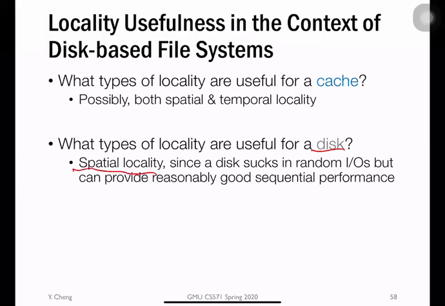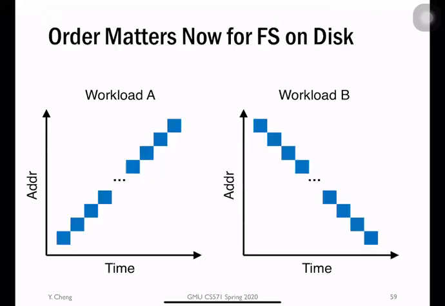Why? Right? Why is that? It's because the disk simply is bad at sustaining random I/O workloads, but it can provide reasonably good sequential performance because it features relatively high sequential bandwidth. So that's the reason. Okay. So with that in mind, let's see whether the order of accessing the on-disk data would impact the performance.